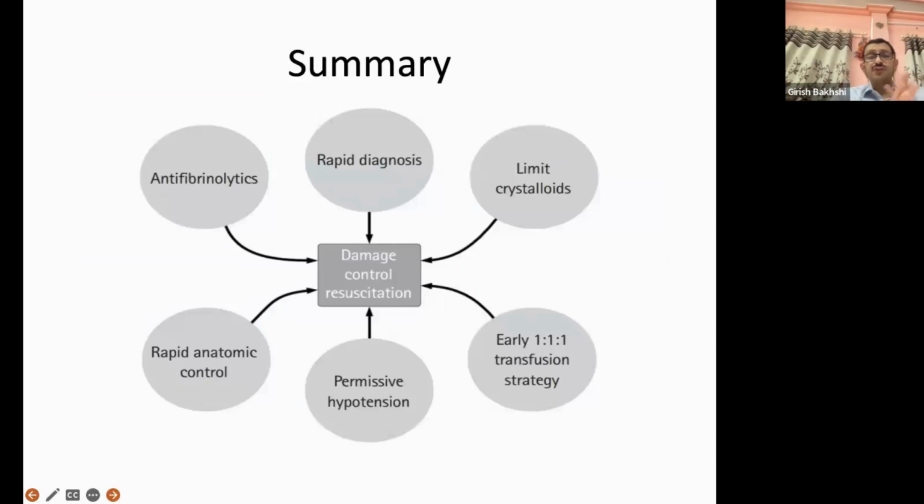So to summarize, whenever we talk about damage control resuscitation, the first thing is a rapid diagnosis and knowing where to give damage control resuscitation. You should know that you are going to limit crystalloids. You will try to give more colloids. You will have an element of permissive hypotension in patients who don't have head injury. You can do hemostatic resuscitation by giving platelets to FFPs to PRBCs in the ratio of 1:1. And immediately do an anatomic control, that means the surgical control of the contamination and the hemorrhage. And later on shift him to the ICU for maintaining the correction of the physiology.